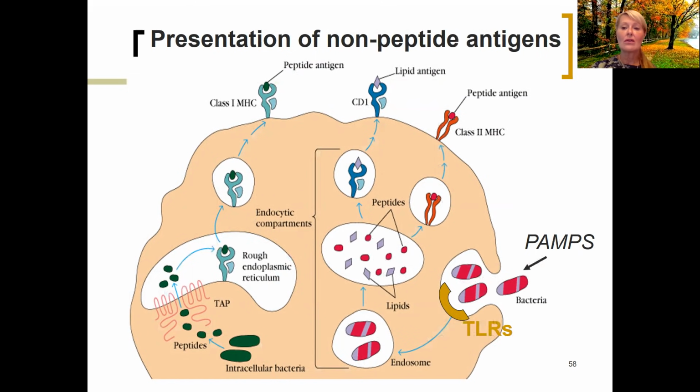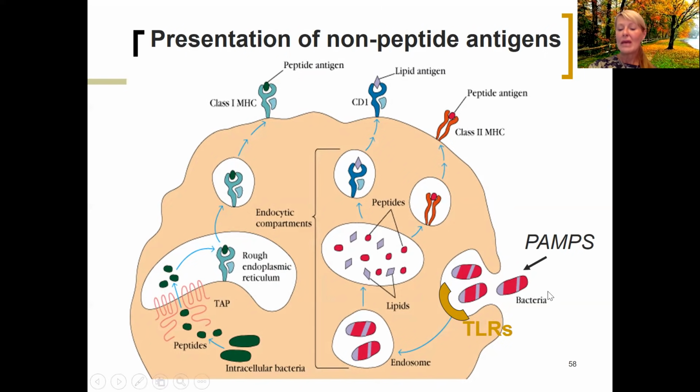So we've talked a lot about peptides, and there are obviously a lot of peptides that can be and need to be displayed to the immune system, both self and foreign. But what about things like carbohydrates and lipids? Well, it turns out that these also have a way of being displayed or shown to the immune system. So let's look at an example here.